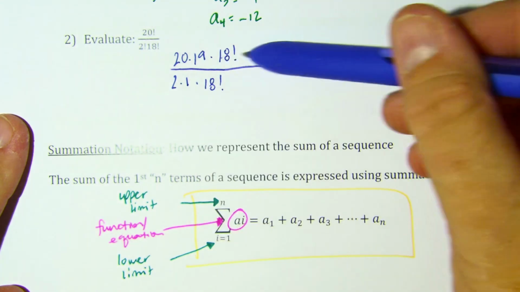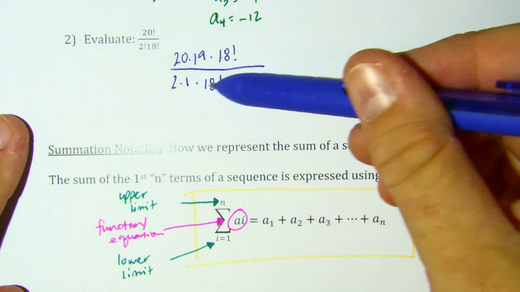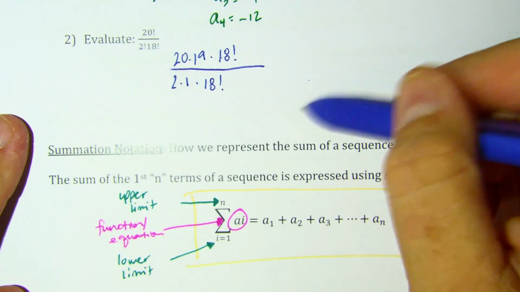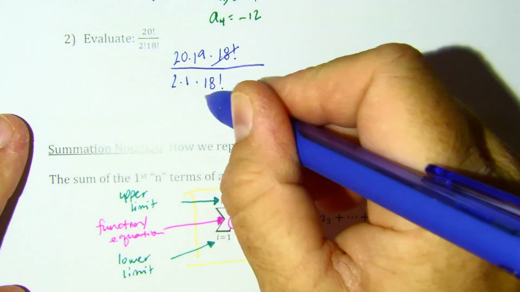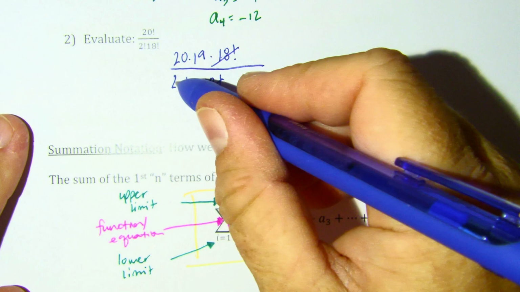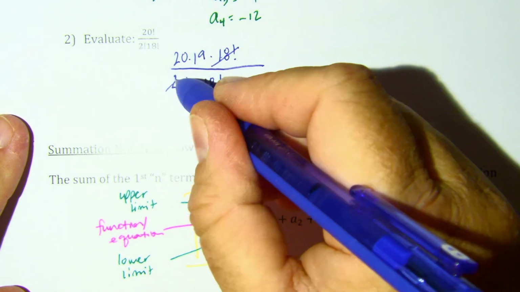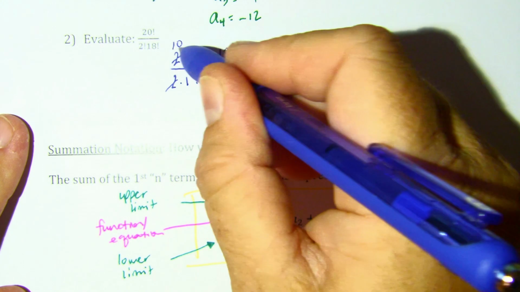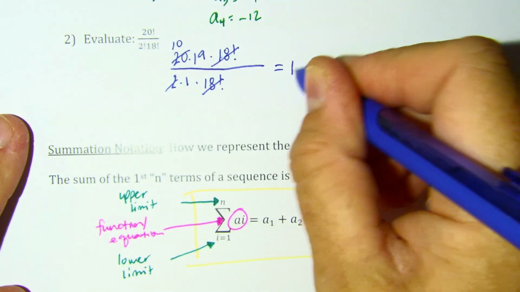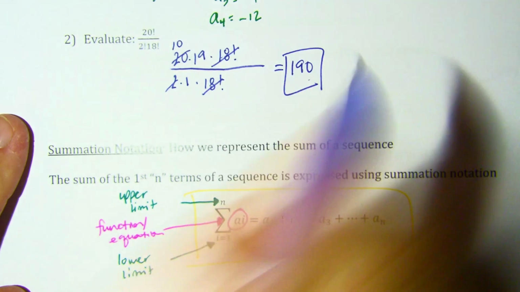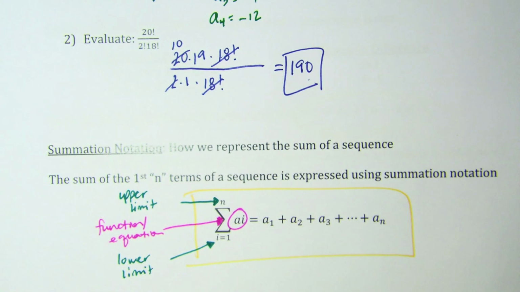Now I could write 18 all the way to 1 and 18 all the way to 1 and cancel each of those out one by one, or I could just cancel that out. And then 20 times 19 over 2 times 1, well, the 2 and the 20 can reduce, and 10 times 19 is 190. So that's how we would evaluate factorials.